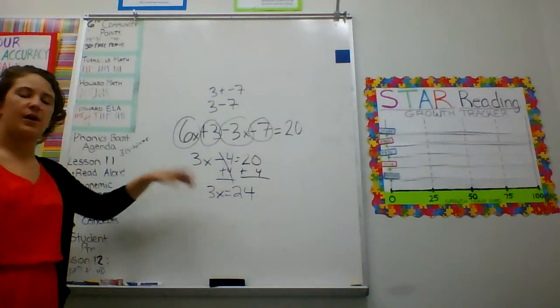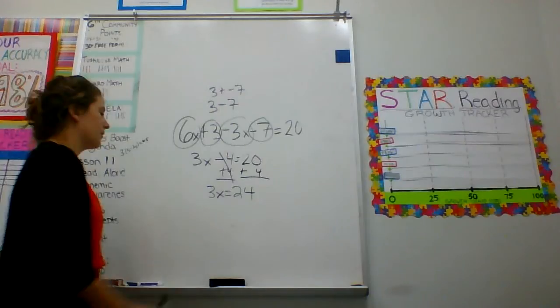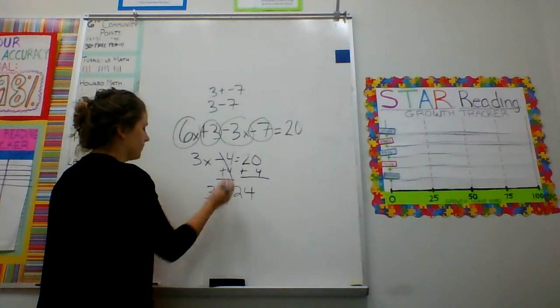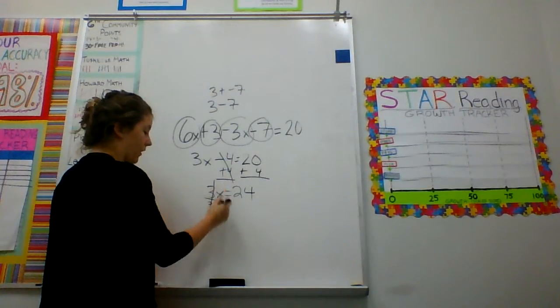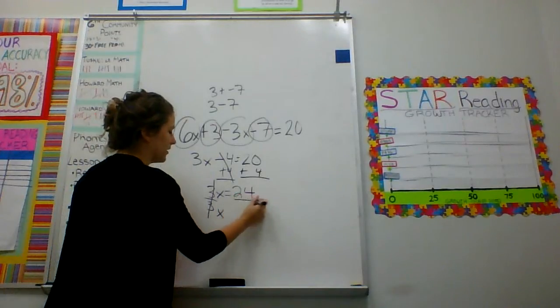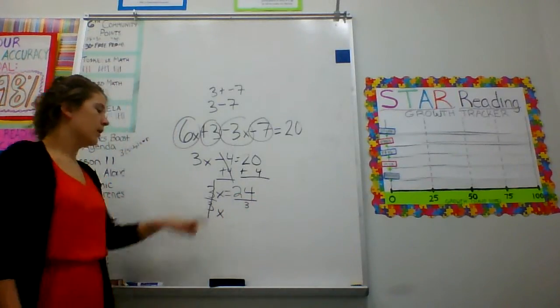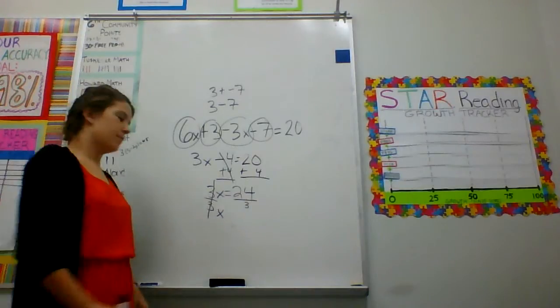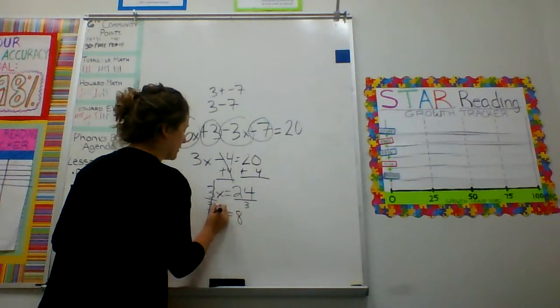Now I don't want to know 3x, I want to know the value of 1x. So in order to get 1x, I need to divide by 3. 3 divided by 3 will give me 1x. I must also divide this side by 3. 24 divided by 3 will give me an answer of x equals 8.